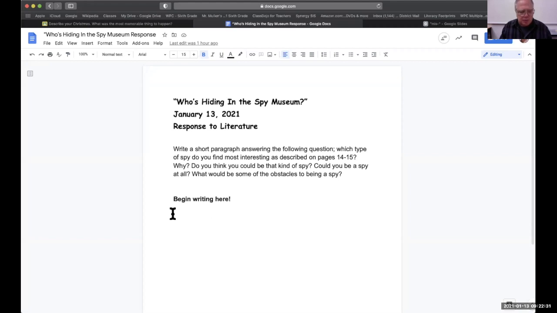Just go a couple lines below. Make sure you indent and begin writing. Okay? Answer the questions. I've given you five questions to help spur your writing, to help you make a connection with the story. The story is also shared with you. It's been assigned to you in Literacy Footprints, so you can go back and look on pages 14 and 15 if you don't remember what four types of spies there are. Okay? So every third day we do this.